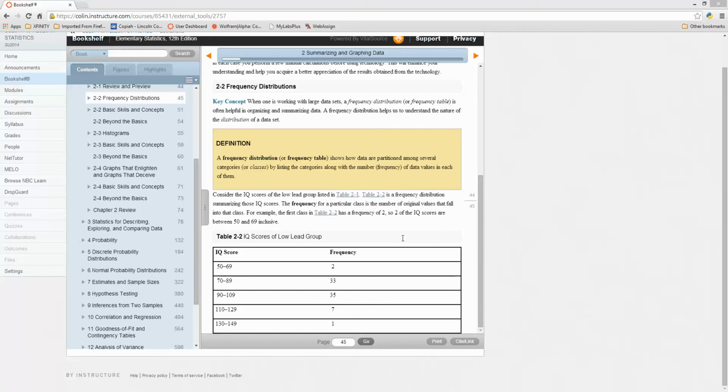So, for example, let's say that we had a list of IQ scores. We could use a frequency distribution or a frequency table to help organize those. These are the classes right here to the left. You see 50 to 69, 70 to 89, so on and so forth. And then this is the number of data items that falls within that range or within that class. All right, and so it just summarizes data pretty neatly.